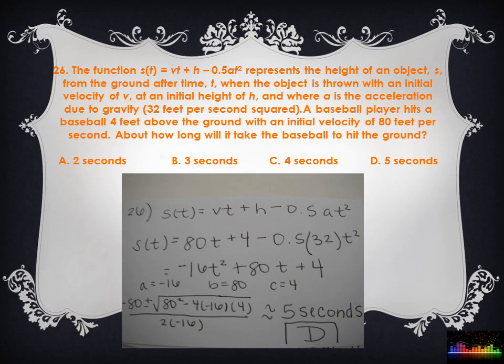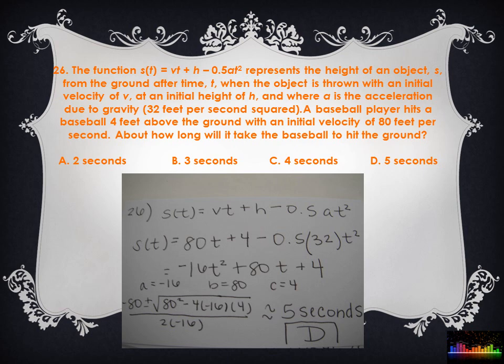For this one, we're given the function for S of t, and it gives us what V, H, and A mean in our formula. So all we need to do is take our velocity, which they say is 80, and put it where V is, our height, which they say is 4, put it where H is, and our acceleration due to gravity, which they say is 32, we put that where A is.